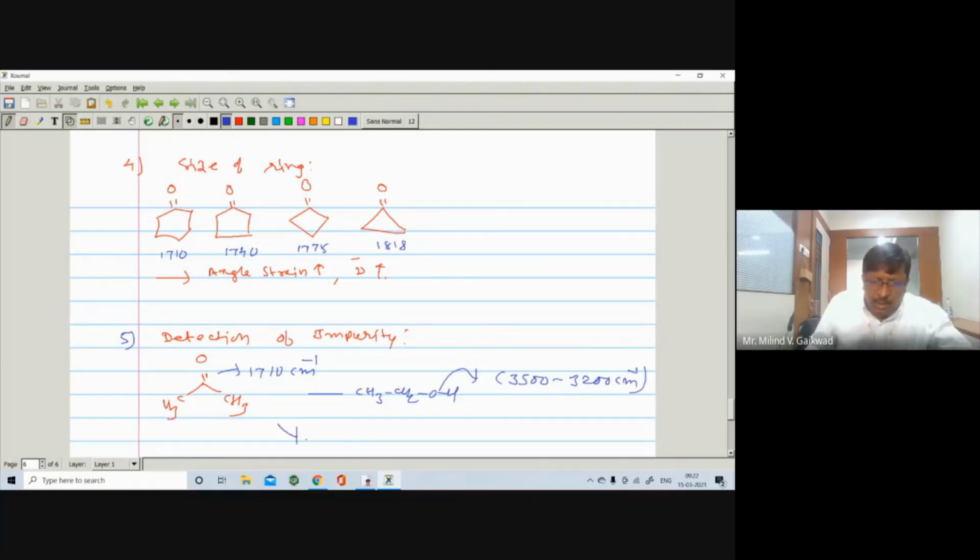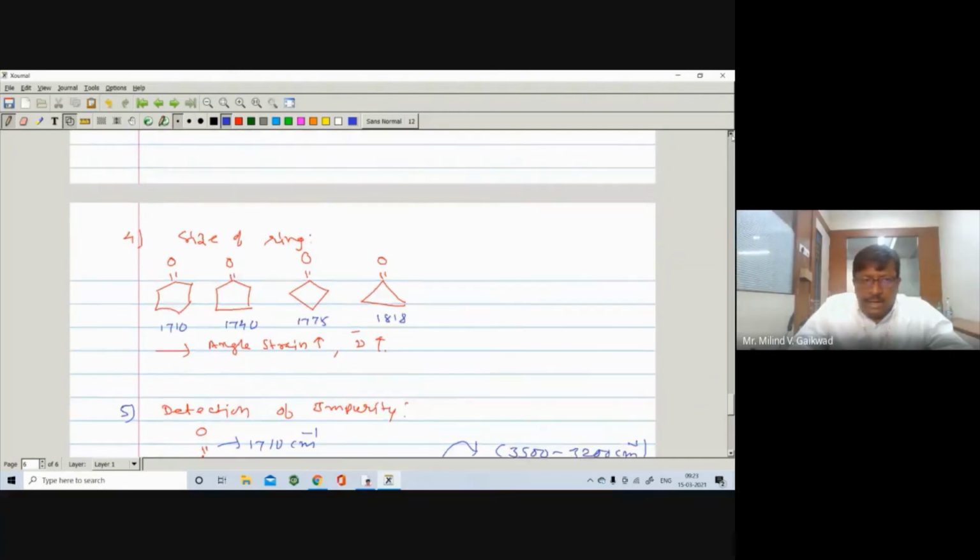If suppose there is an impurity of benzene, here you know the benzene, the CH stretching will appear at 3100 centimeter inverse. At the same time, the carbon-carbon double bond stretching will appear at 1600 to 1500 centimeter inverse. So we can take any compound and we can say that another impurity is present. From the presence of that band in that compound, you may say that impurity is present, or we can detect the presence of impurity.